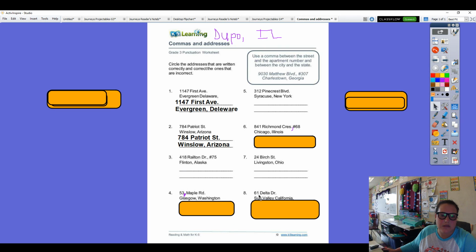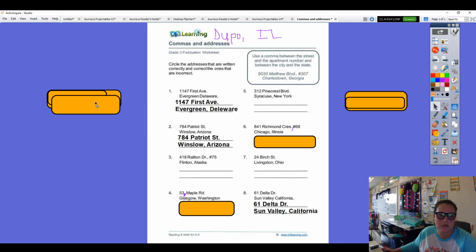And the last one, 61 Delta Drive, Sun Valley, California. Sun Valley is our city, California is our state. On this one, they have the comma after the state again, which is not in the right place. We need that comma to separate the city, Sun Valley, from the state, California. So this is how you would write it with the comma there.